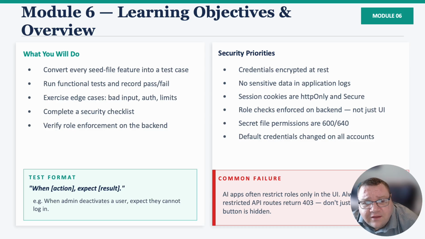I want to call out the last security check on role enforcement specifically. It is very common for AI-generated applications to implement role restrictions on the front end, hiding buttons or routes from certain users while leaving the underlying API endpoints completely unprotected. Test this explicitly. Make an authenticated request to a restricted endpoint as a lower-privileged user and confirm you get a 403.